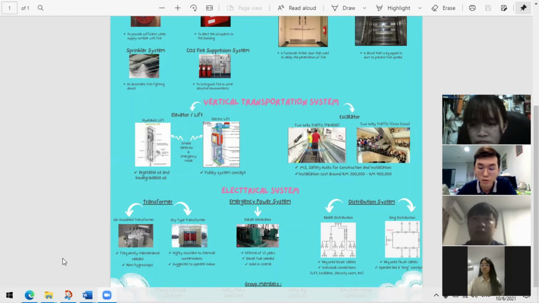And then it's also very interesting, because through the research we found that this dry type transformer is more likely to be purchased by the customer, because it is suggested for indoor operation, as it does not have oil that can easily cause fire in the building. It also minimizes the risk of fire hazard and enables customers to shop with more safety. So next is about the emergency power system.